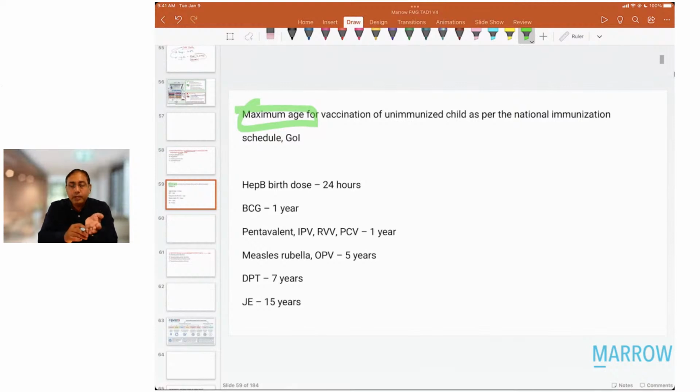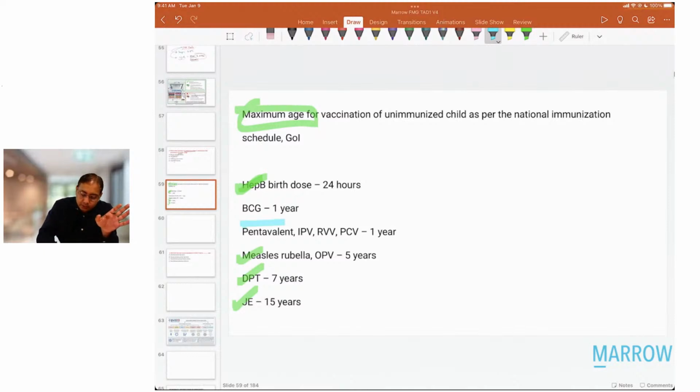So at birth we are giving hepatitis B. Hepatitis B we can give till 24 hours. OPV can be given till 5 years. Measles, rubella can be given till 5 years. DPT is one vaccine which can be given till 7 years. Japanese encephalitis can be given till 15 years. This you have to remember directly.